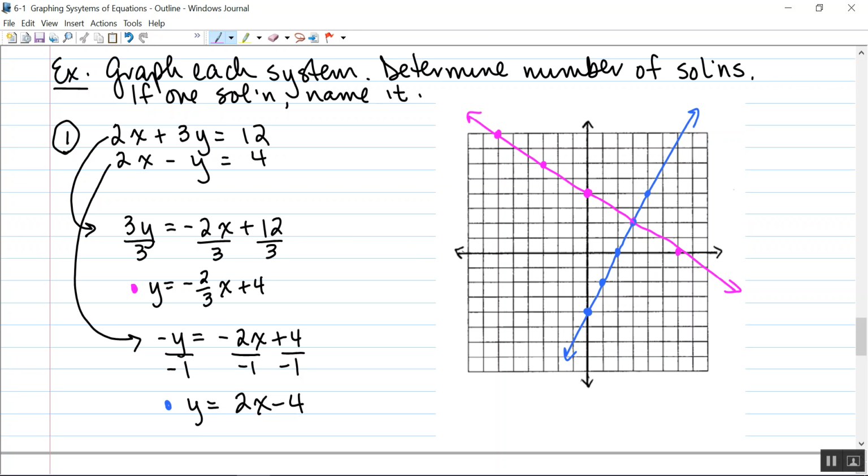Okay. And I always like to circle the point where they intersect. So this system has one solution. It's right there, and that is the ordered pair 3, 2. So this one has one solution because the lines intersect at that point 3, 2.